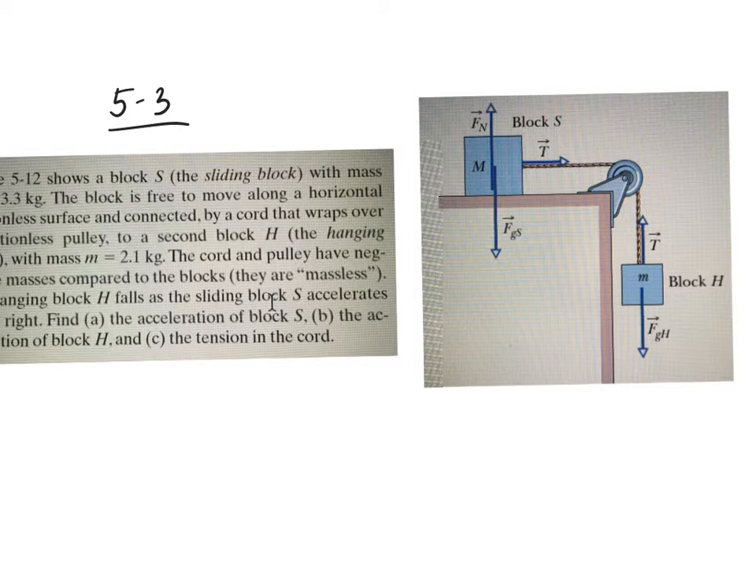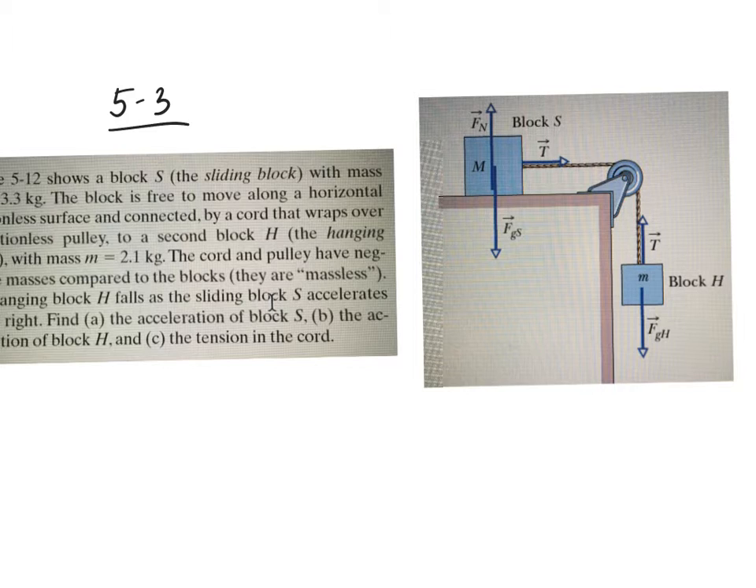The block is connected by a cord that wraps over a frictionless pulley to a second block H, called a hanging block, with a mass given of 2.1. The cord and pulley have negligible mass compared to the blocks, meaning they are massless. Later on, we'll talk about what if the cord and the pulley have mass, and that does affect the answer, but that's not until chapter 7 or 8. The hanging block H falls as the sliding block S accelerates to the right.